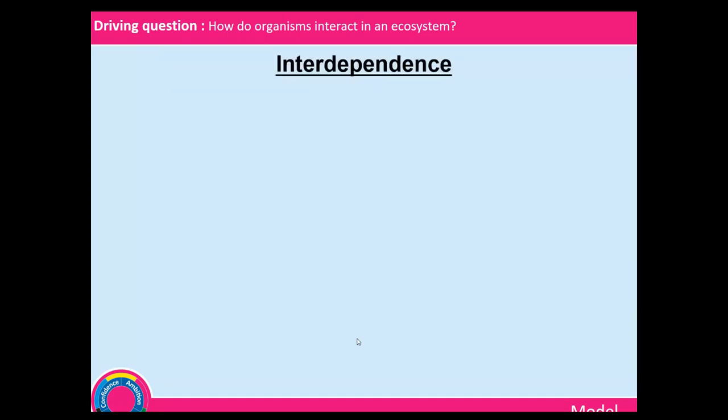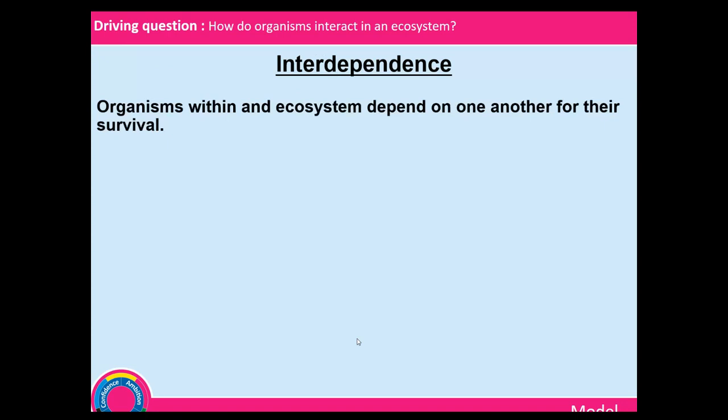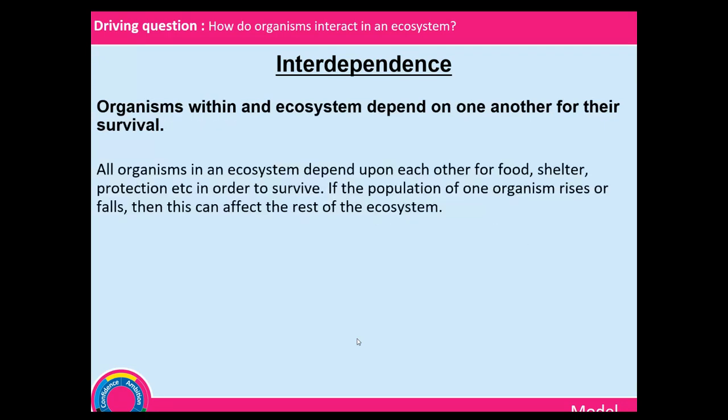Okay, so we want to briefly look at interdependence. We looked at it the last time, but we want to go in depth to see how plants depend on animals and how animals depend on plants. Interdependence is how all organisms within an ecosystem depend on each other for food, for shelter, for protection in order to survive. So if the population of one organism rises or even decreases, it can affect the entire ecosystem.